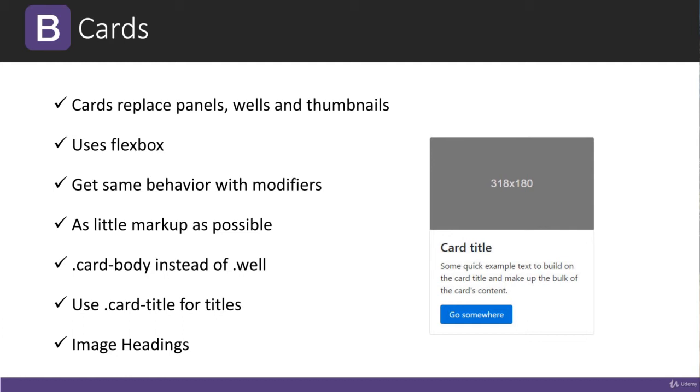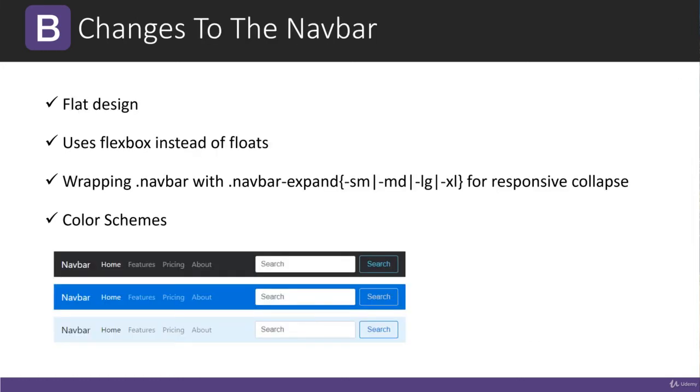And then you also have something called card decks, where you can put all the cards together in a row. You have card columns, which is kind of like a grid of the cards. So there's a lot you can do to display your content.